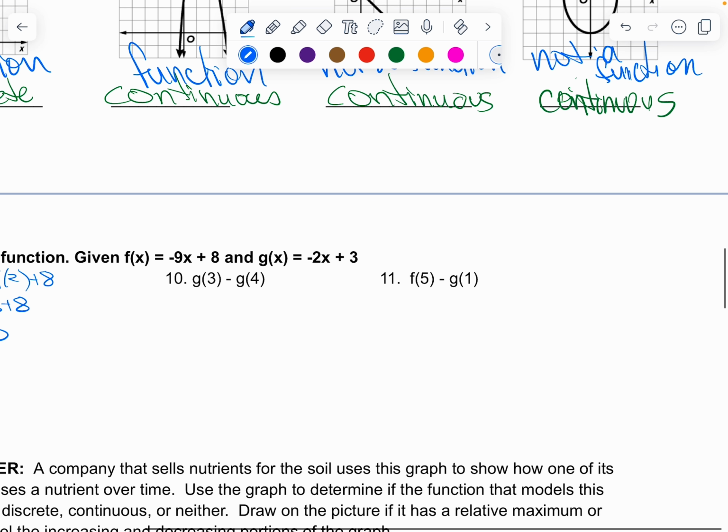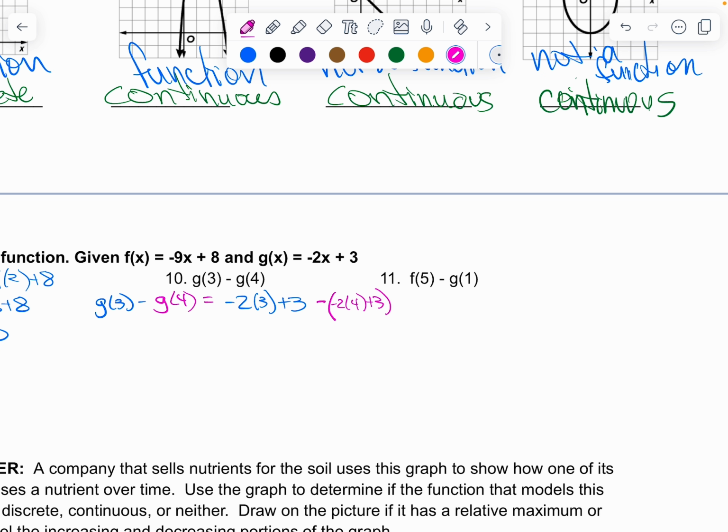Now, on this one, I'm going to do g of 3 minus, and I'm going to change this one to g of 4, just so that you can see me plugging in. So I'm going to take negative 2, replace the x with 3, plus 3, and then I'm going to subtract this whole thing. So I'm going to take negative 2 times 4, and add 3.